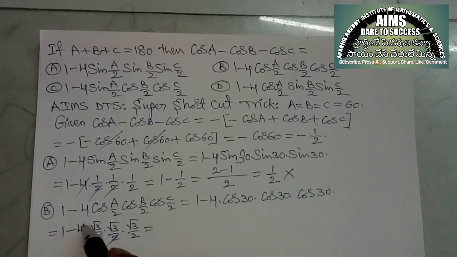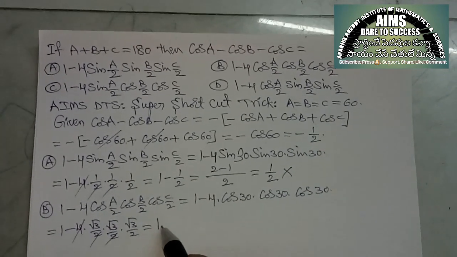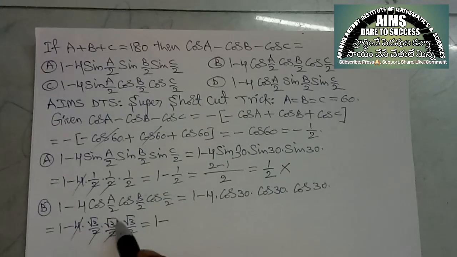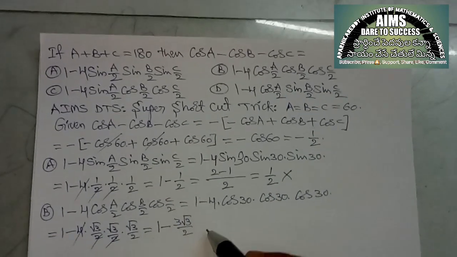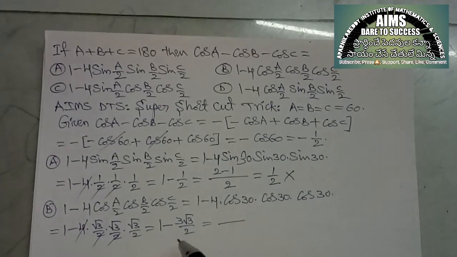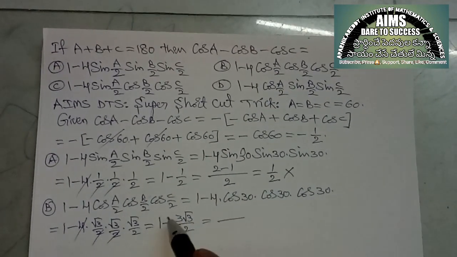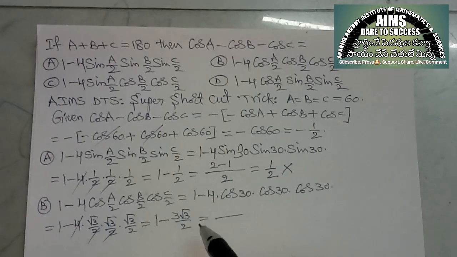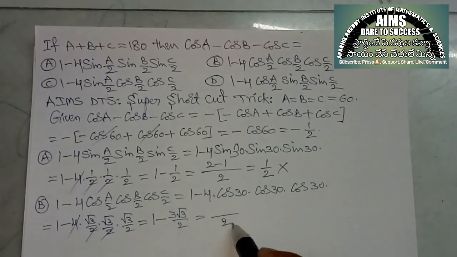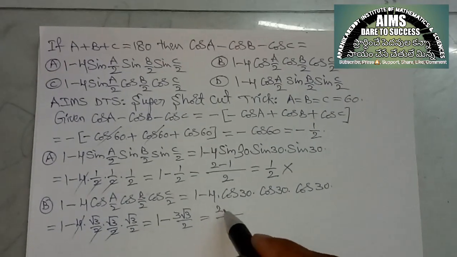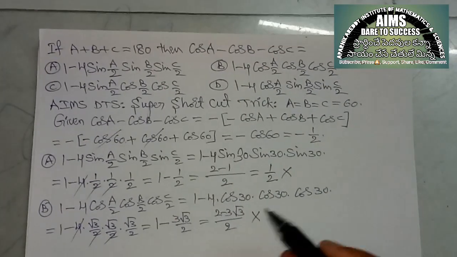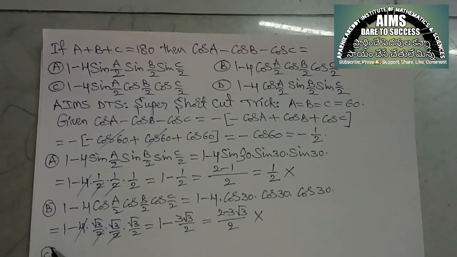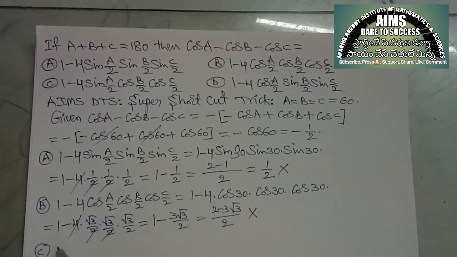In the denominator, 2 twos are 4, and the numerator 4 gets cancelled. The remaining answer is 1 minus root 3 into root 3 is 3, and one more root 3 by 2. Already I told you previously, if you have either plus or minus between any two values, you can take LCM. So here 2 is the LCM. 2 into 1 is 2, minus 3 root 3. It is not matching, so option B is wrong. Next I am going to option C.